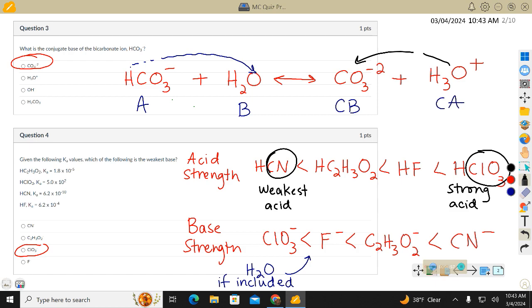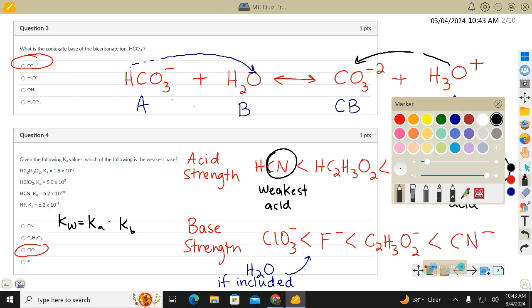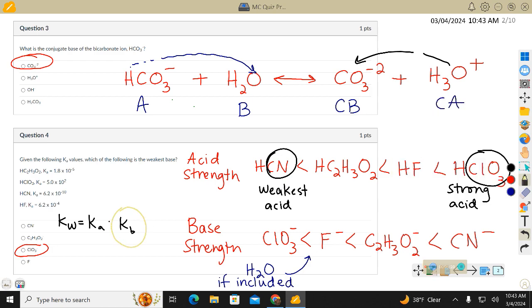Those are stronger bases. Now, if you wanted to confirm this, you could also do that little calculation, Kw equals Ka times Kb. You could take Kw in the packet, which is 10 to the negative 14th. You've got the Kas, then you could go ahead and solve them all for Kb, and you could rank them that way too to see which one has the highest or the lowest Kb. Or in this case, you could just think, well, it's the opposite of the strength of the acids.